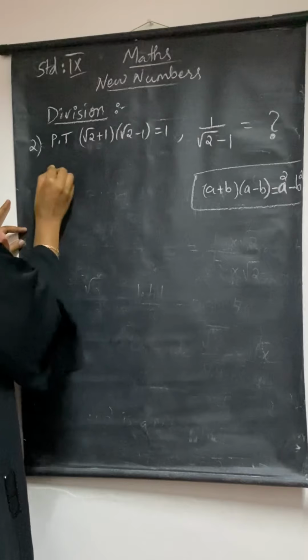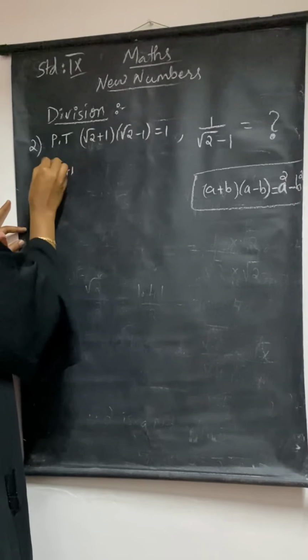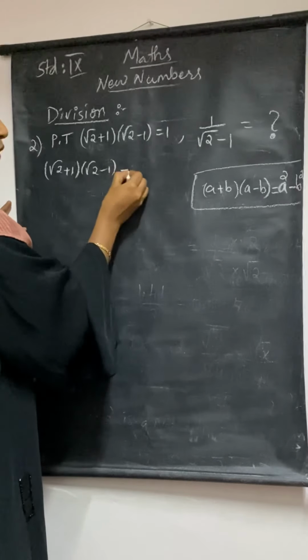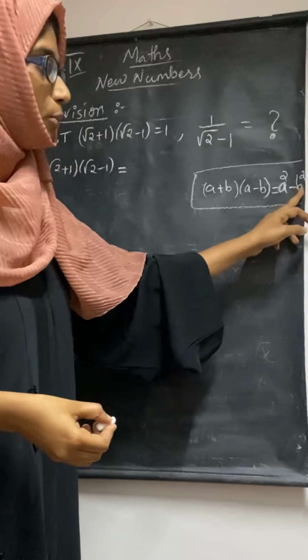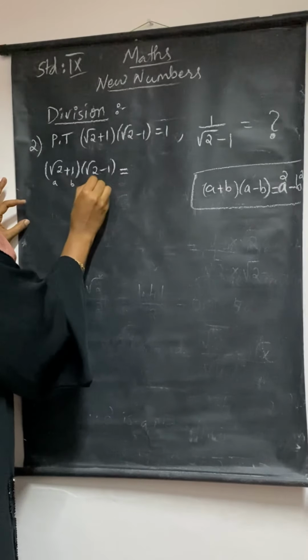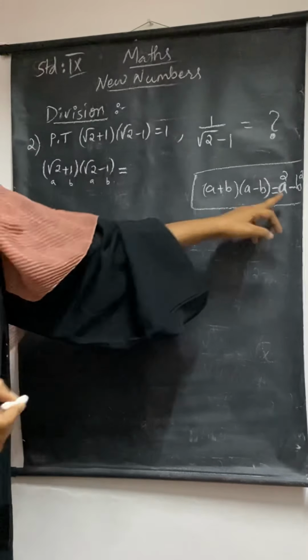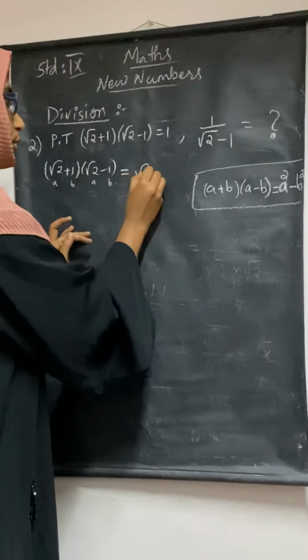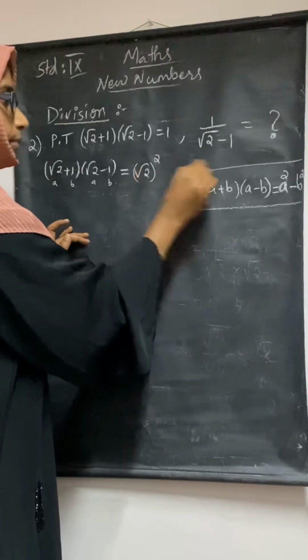We can write the question, square root of 2 plus 1 into square root of 2 minus 1, is equal to a square minus b square. I am going to write that. That means this is your a, this is your b. So a square, which is your a square? Square root of 2 here. So square root of 2 whole square, like this.